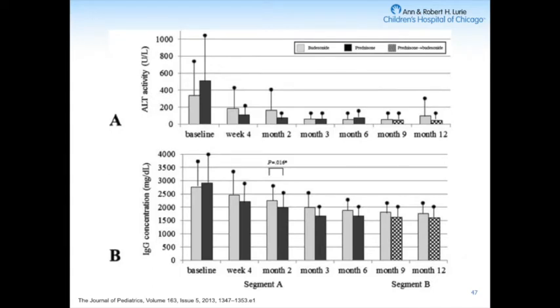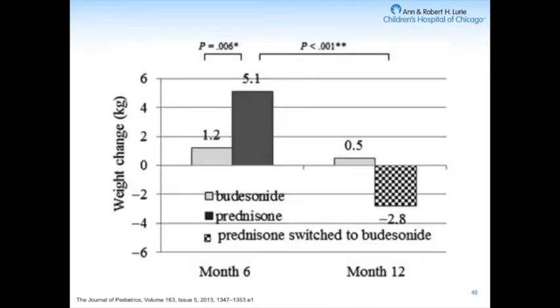When you look at ALT activity, the darker one is prednisone. It drops a little bit faster, but it was not significant. And you look at the IgG, it also dropped a little bit faster. It was only significant at month 2, but otherwise it didn't really show anything very different between the two. The only thing that was significant was a weight change difference. So people on prednisone gained weight, while people on budesonide, their weight did not change as much.